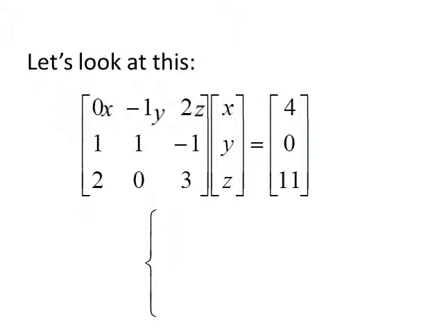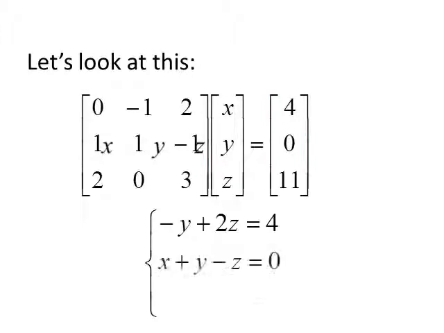So in this case it's 0x, so just nothing, minus y plus 2z, and I know that has to equal the matrix 4, 0, 11. So I know that first row, first column has to be what I get. So I know that has to equal 4. So I get minus y plus 2z equals 4. I move the column down and I get 1x plus 1y minus 1z, so x plus y minus z, and that has to equal 0. Then I move it down to the last one and I get 2x plus 0y plus 3z has to equal 11. So you see what I have is I have a matrix equation, and when I multiply the matrix equation out, what I get is a system of equations.